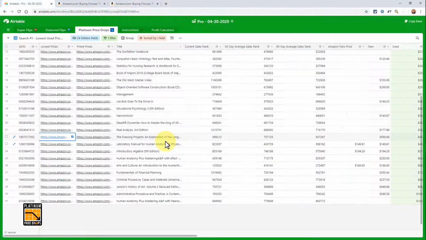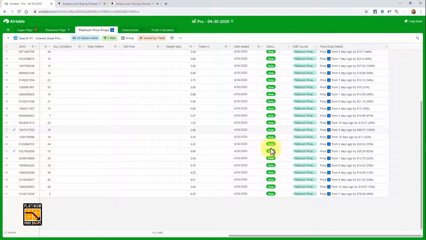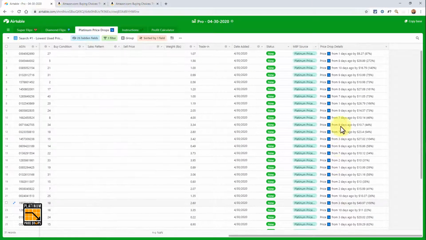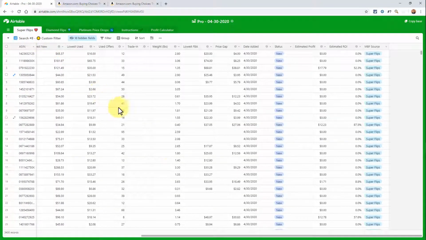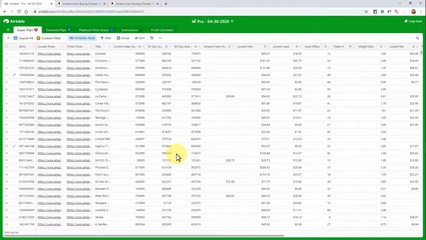So obviously, the platinum price drop is something you want to jump on quickly, because they are some of the best bargains. And I will tell you, my best flip in 2019 came from a platinum price drop. And maybe I'll touch upon that in the video where we talk more exclusively about platinum price drops. All right, so that is just a quick overview. I think I've covered everything on how you're going to do it, but you should know that you can find these books very, very quickly using option 1.